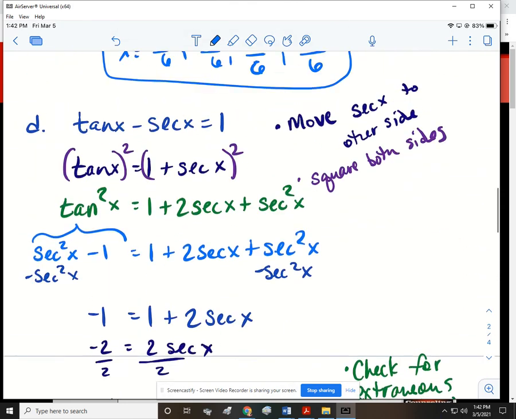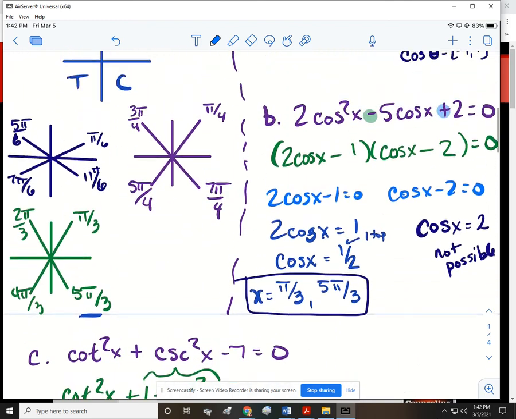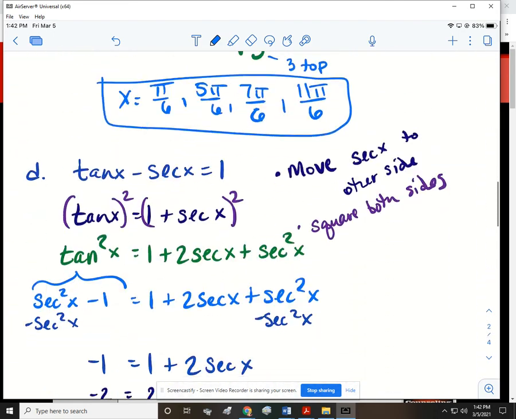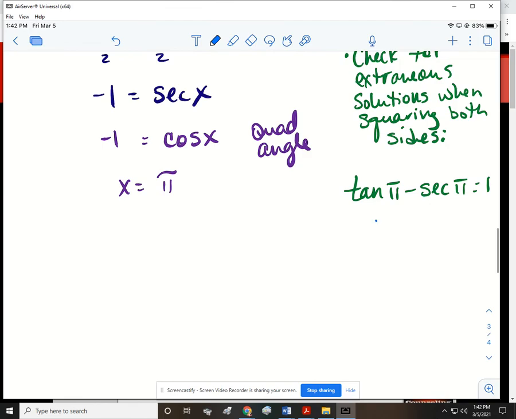Okay, so for tangent of pi, I'm going to go back because pi is a quadrant angle. And I'm going to go back to this blue area. Tangent, we're going to do y over x. So at pi, our y is 0 and our x is -1. So 0 divided by -1 is 0.